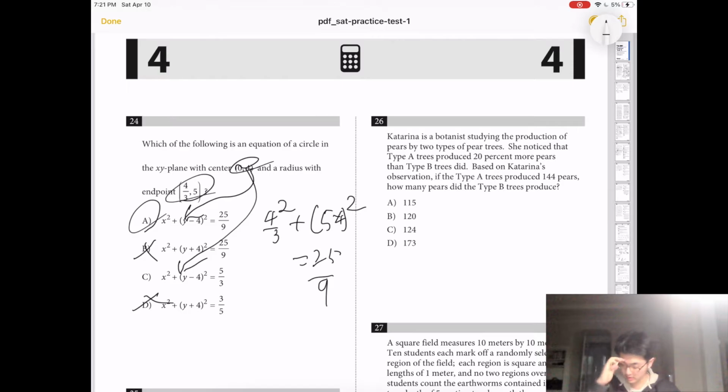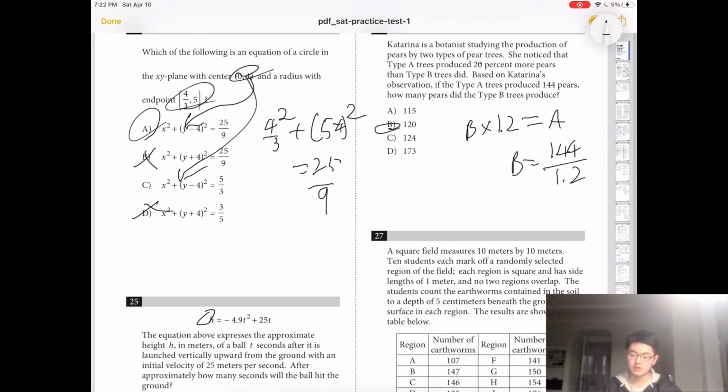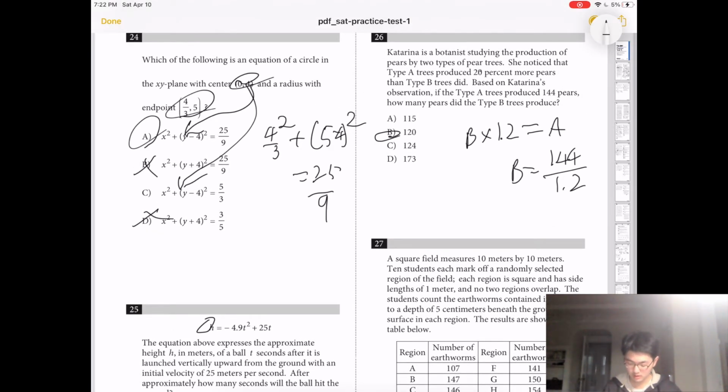And number 26, we know that b times 1.2 is a, and a is 144. So 144 divided by 1.2 is b. So we know that the answer is 120 for b. So number 26 is B, 120.